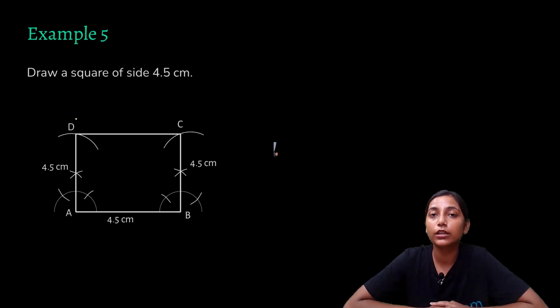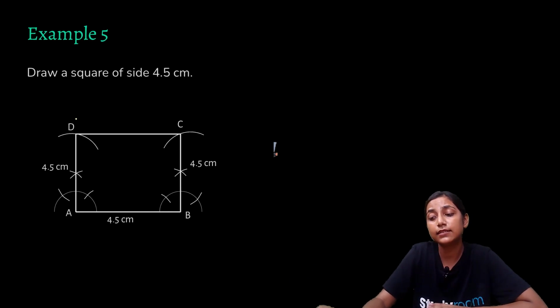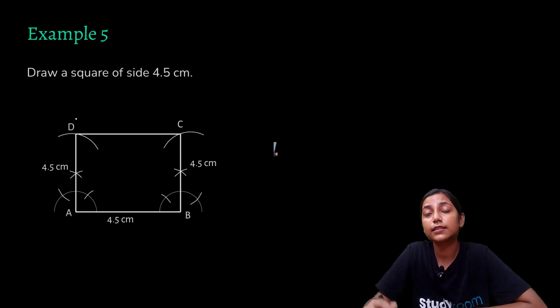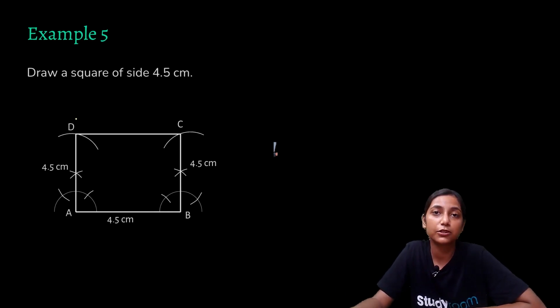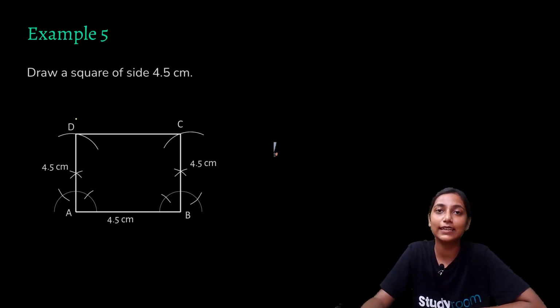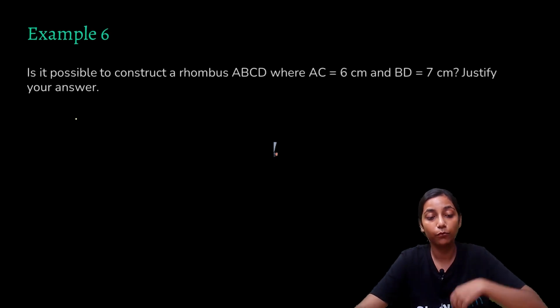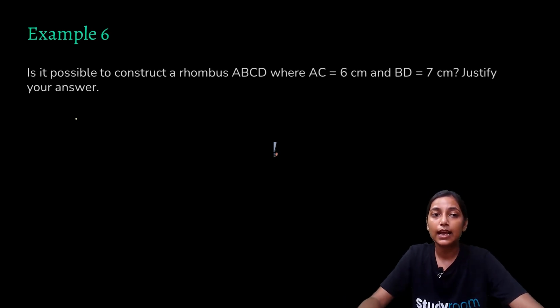So we have concluded through this example that yes, even if we have fewer than 5 measurements, but we know that the case is special, that we already know some of the special properties of that quadrilateral, we can still construct a unique quadrilateral. Like in this case, we knew the properties of a square. This is our square. One more example we have, example number 6. Is it possible to construct a rhombus ABCD where AC is equal to 6 cm and BD is equal to 7 cm? We need to justify our answer also.